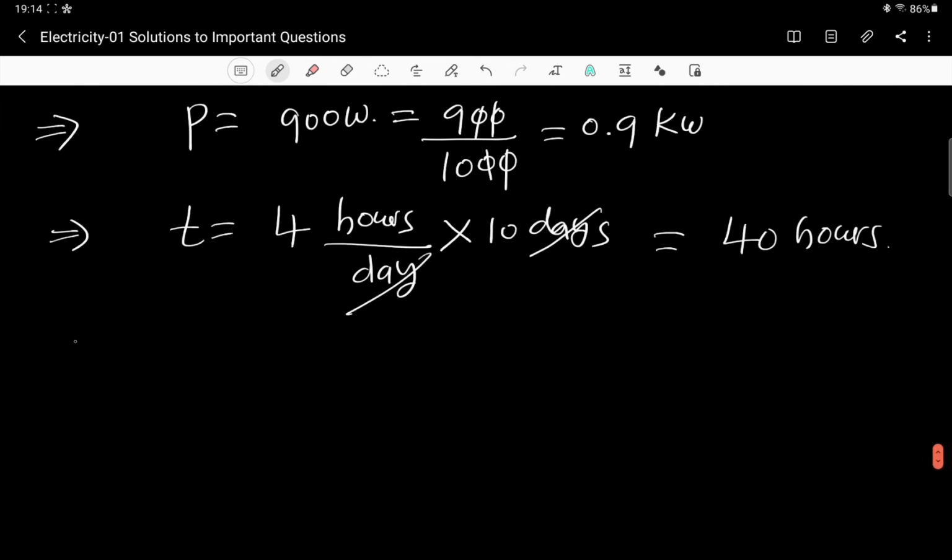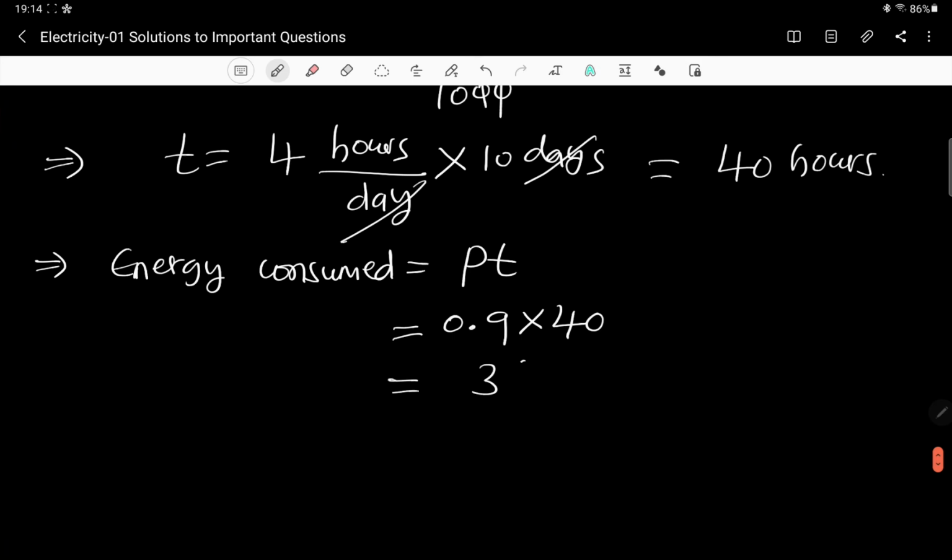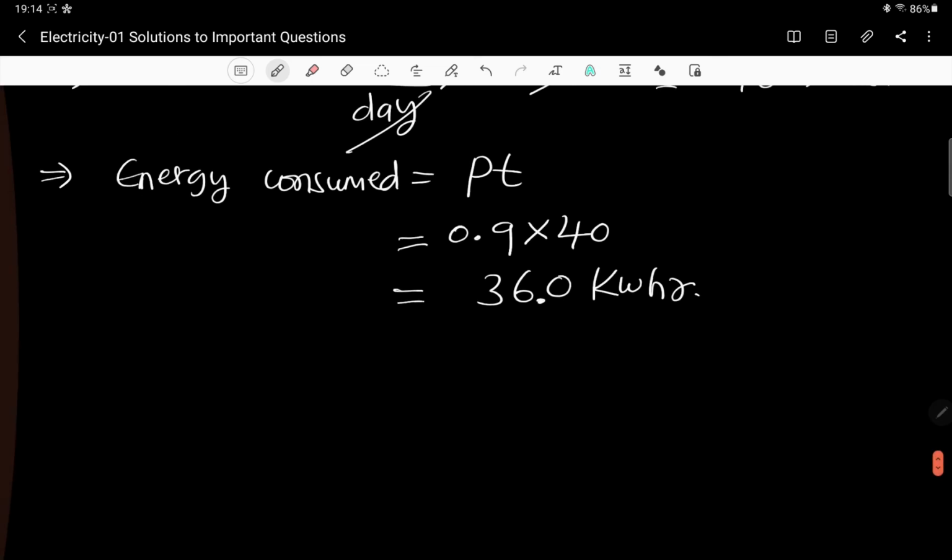Now electrical energy consumed, so it consumes energy, no? So that will be equal to P into t, correct? So you know this formula, so that is like 0.9 into 40, correct? So 9 into 40 is like 360 and 1 decimal comes behind, so that is like 36 kilowatt hour. So this is electrical energy consumed.